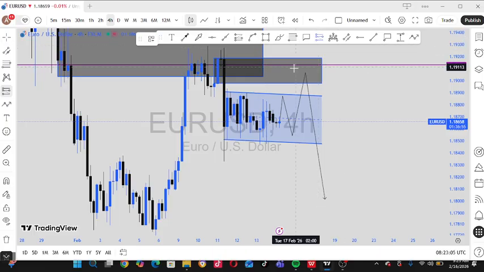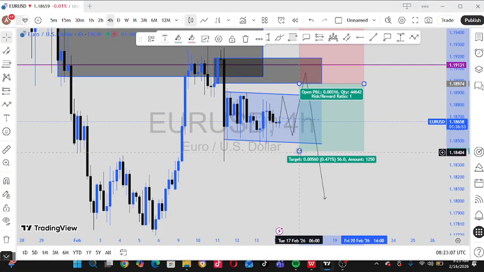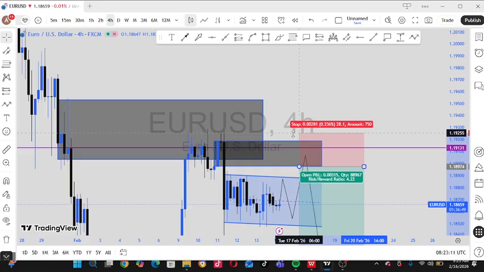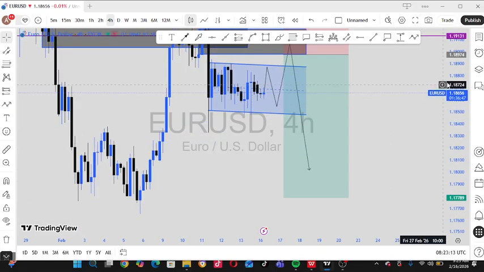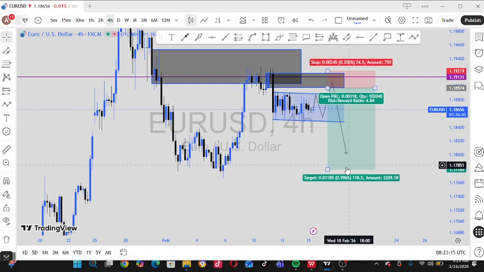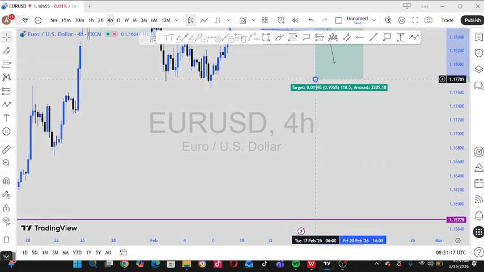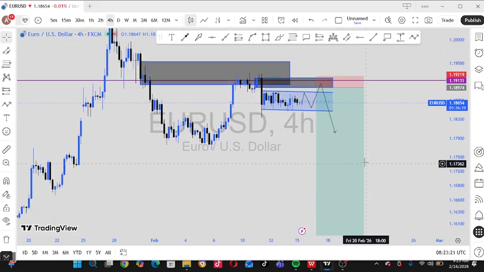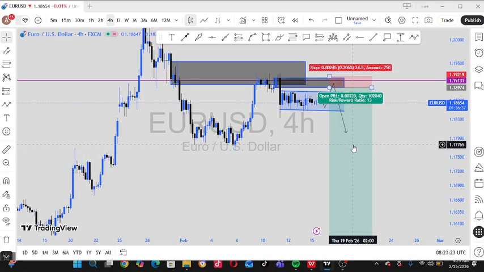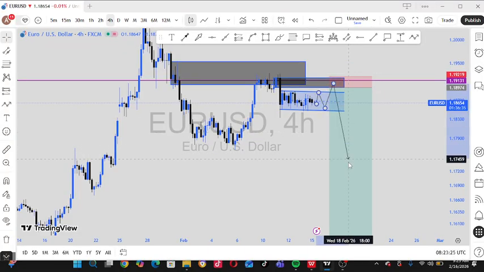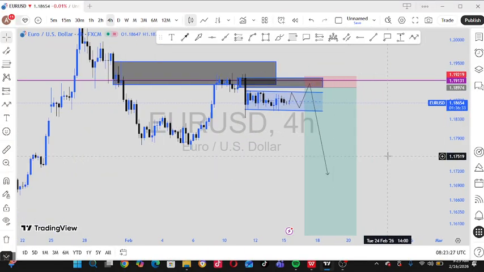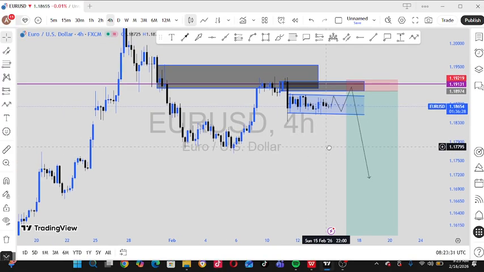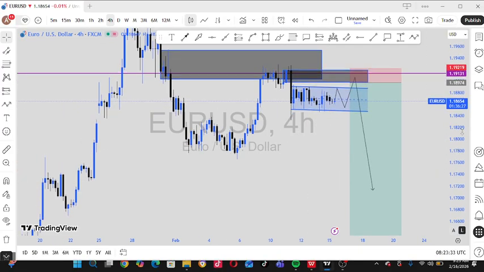Then we want to do our sell position, with stop loss above. This is what we have this week. Where are we targeting? We are targeting the draw on liquidity, sell side liquidity. So always mark out your liquidity when you are trading forex or any trading. Know where your liquidity is, know the liquidity areas on your chart.